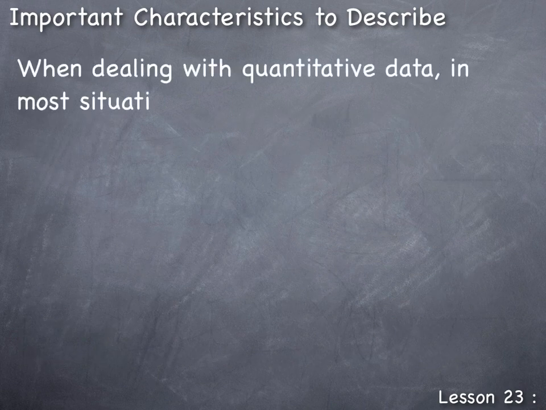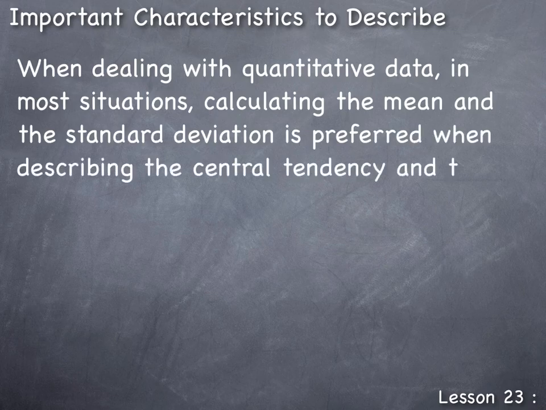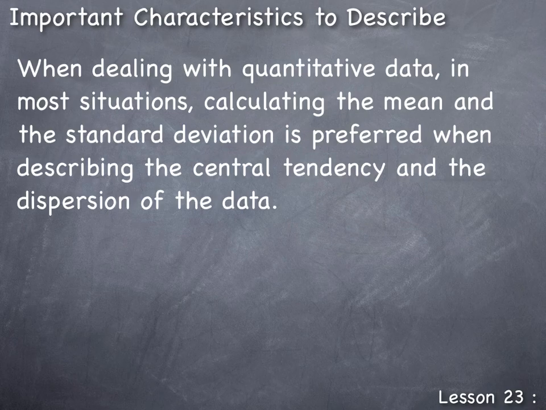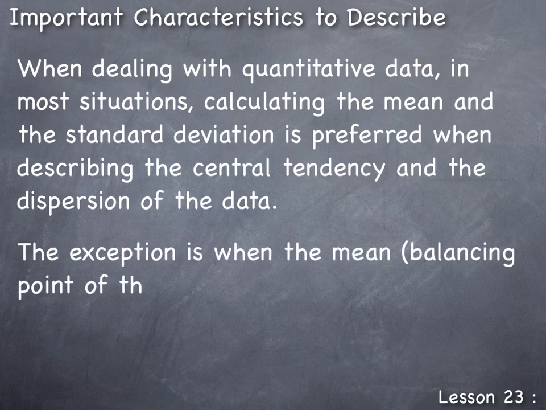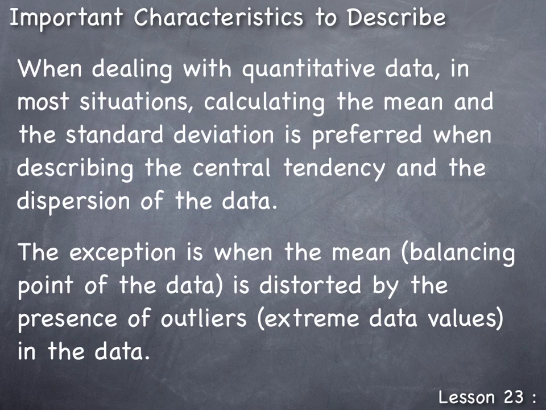When dealing with quantitative data, in most situations, calculating the mean and the standard deviation is preferred when describing the central tendency and the dispersion of the data. The exception is when the mean, which is the balancing point of the data, is distorted by the presence of outliers, that is, extreme data values, in the data.